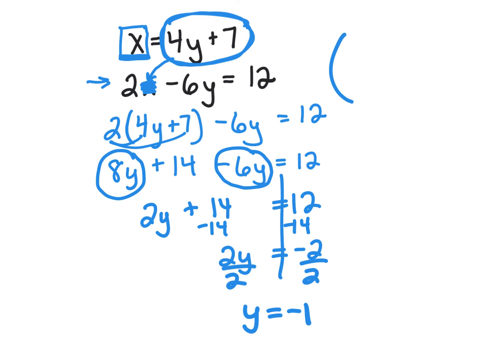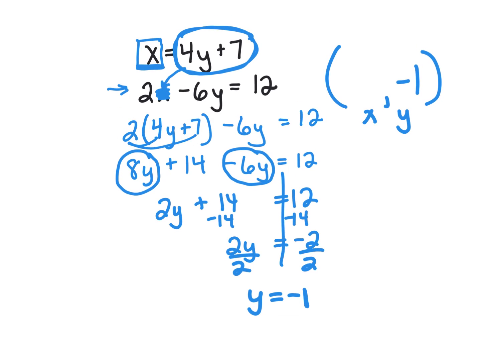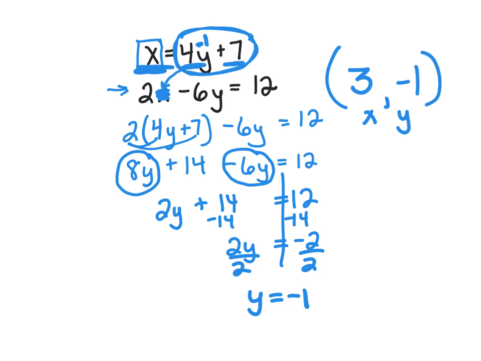So this time in my answer, I want to be careful to put the negative 1 in the place of y. And then to figure out what x is, I'll go back to the beginning. And if I put the negative 1 right here, this equation says x is equal to 4 times negative 1, that's negative 4, plus 7 will give me a 3. So I'll get 3 for the second number.